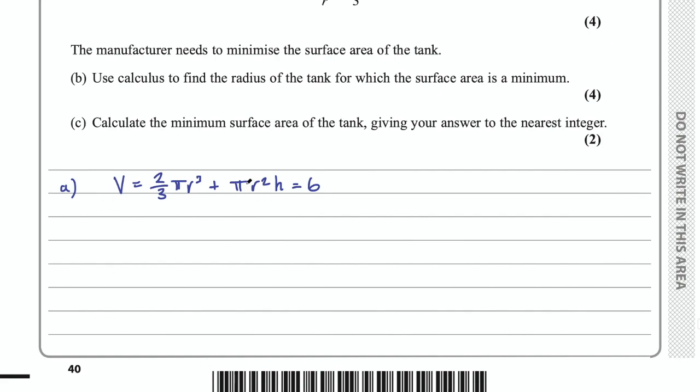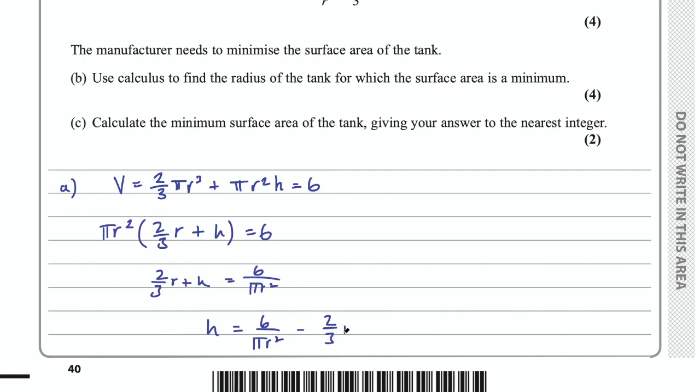So starting off, I would probably factorize everything out of these terms that I can. So I've got pi r squared that I can factorize, and then I'm left with 2/3 r plus h equal to 6. And then I could say that 2/3 r plus h is equal to 6 on pi r squared, and then h is equal to 6 on pi r squared take 2 on 3 r. So now I have an expression for h, or an equation in terms of h.